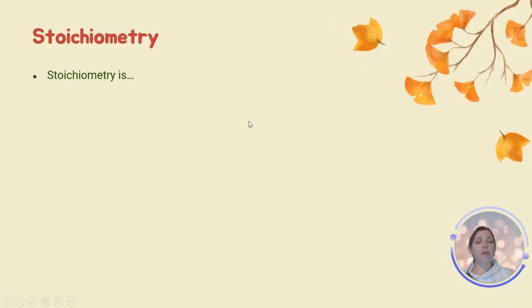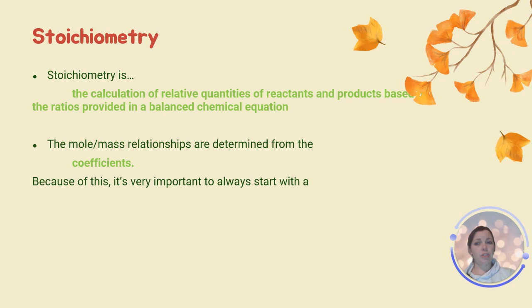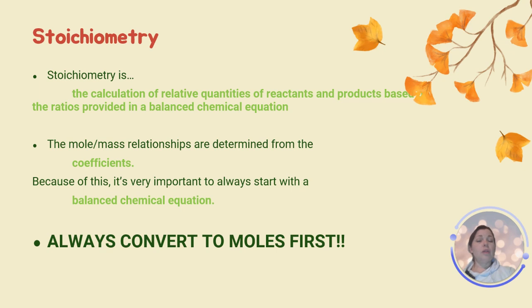So stoichiometry, which you may remember from a previous course, is the calculation of relative quantities of reactants and products based on the ratios provided in a balanced chemical equation. So the mole and mass relationships are determined from the coefficients, and because of this, it's very important to always start with the balanced chemical equation. And the first thing you're going to do after you have the balanced chemical equation is convert to moles. So you always convert to moles.